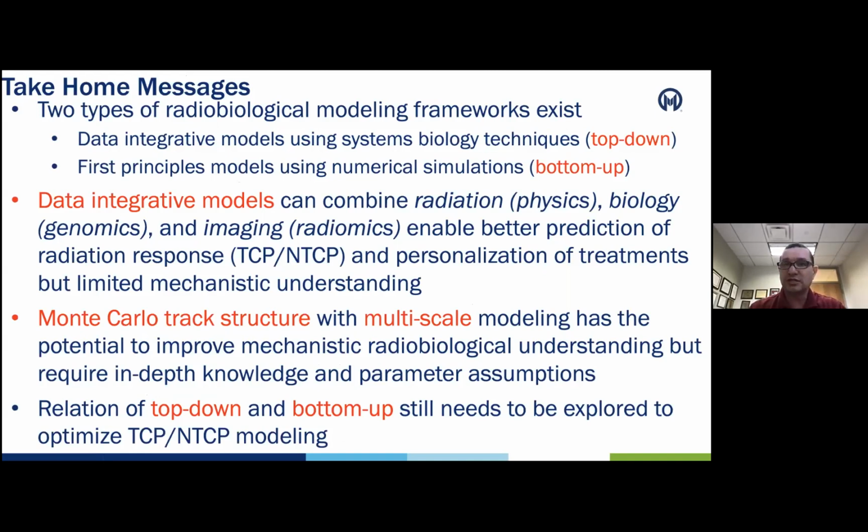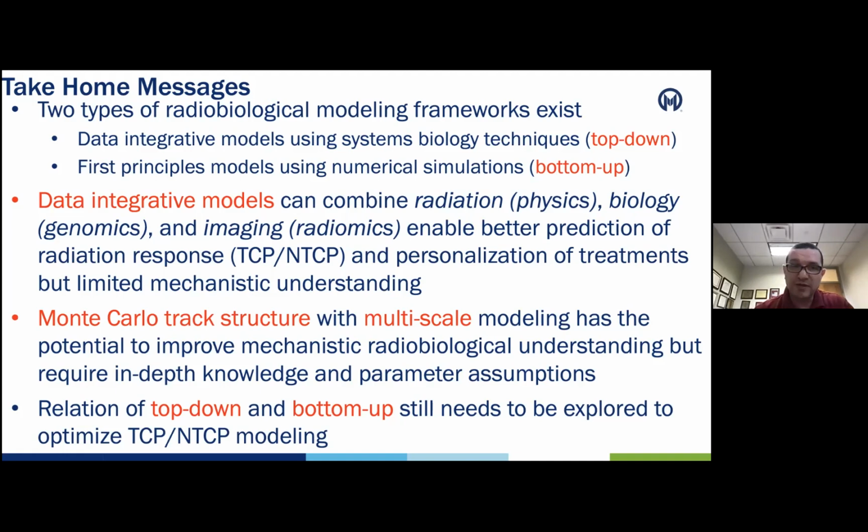Now, some of the take-home messages that I hope I was able to convey: there are two types of radiobiological modeling frameworks. One is a data integrative one using systems biology techniques. That's a top-down type approach. The other one uses first principle models with numerical simulation, primarily Monte Carlo techniques, and this is a bottom-up type approach. The data integrative models combine the radiation physics with the biology, that could be genetics, or protein expression, or imaging information, radiomics, to enable better prediction of radiation response, the TCP and NTCP. And this can also help with the personalization of treatment.